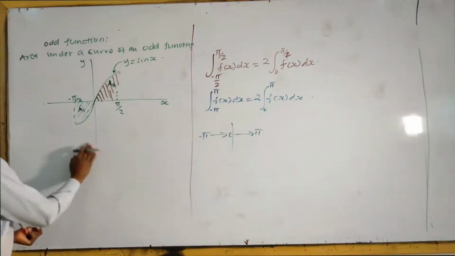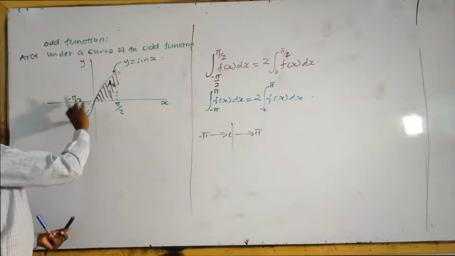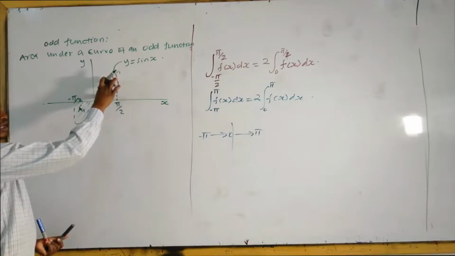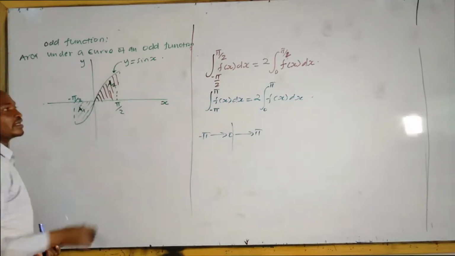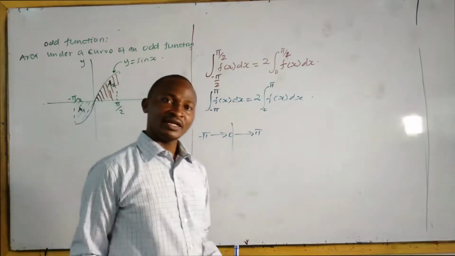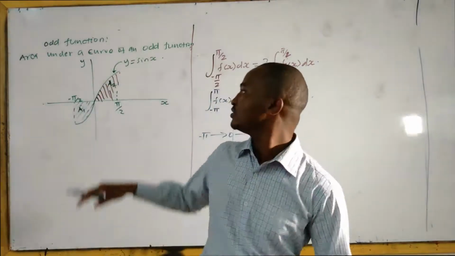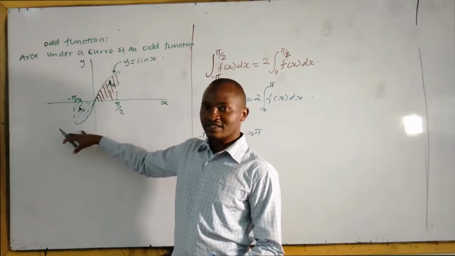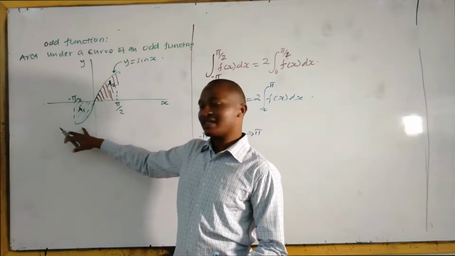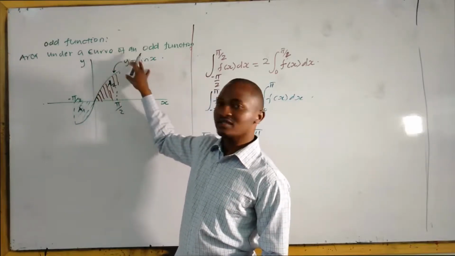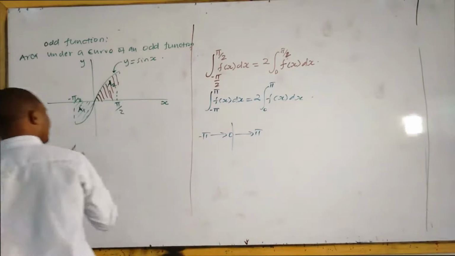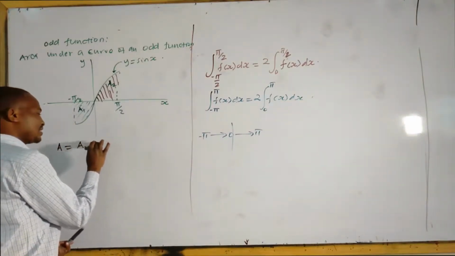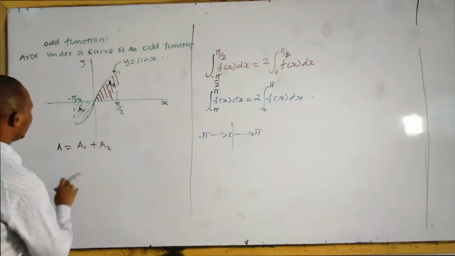How do we get the area? In this case, for area 2, it is above the x-axis, so it will be the area under the curve. For area 1, it is below the x-axis, so it is the area between the x-axis and the curve y is equal to sine x. The entire area will be equal to area 1 plus area 2.